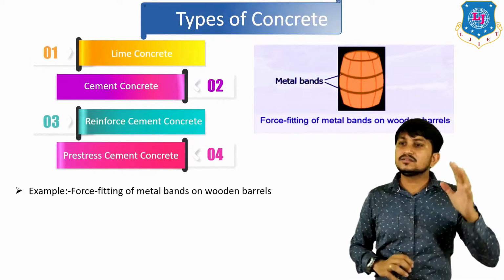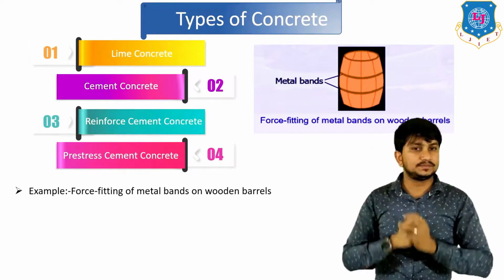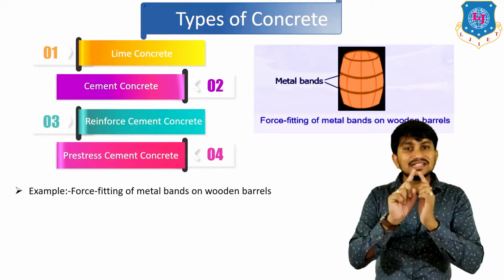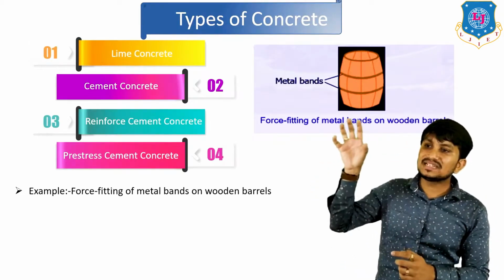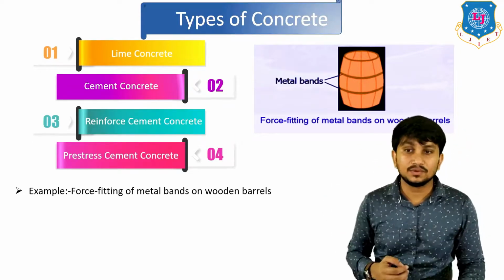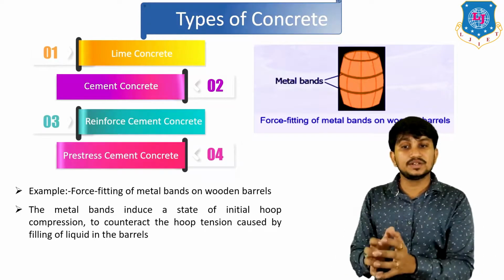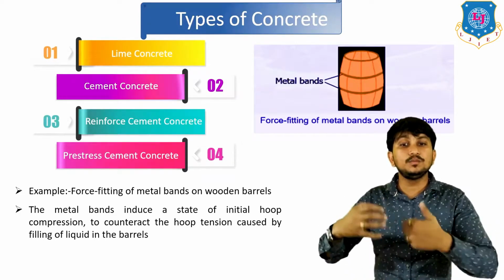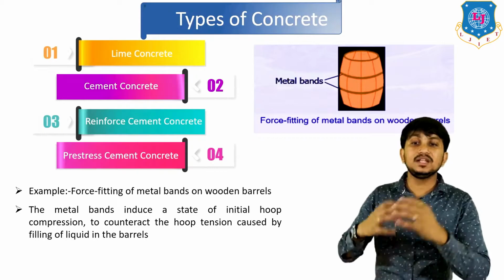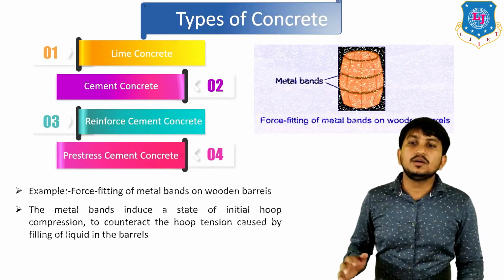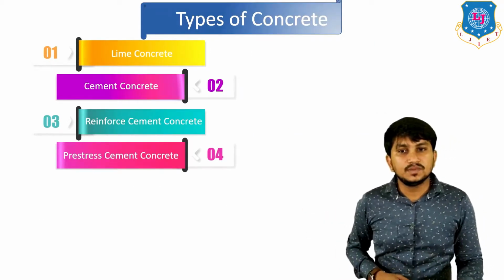Here one wooden barrel is there. Surrounding this wooden barrel, some metal bands are attached like this. The metal bands induce a state of initial hoop compression to counteract the hoop tension caused by filling the liquid in the barrels. That's all about pre-stressed cement concrete.